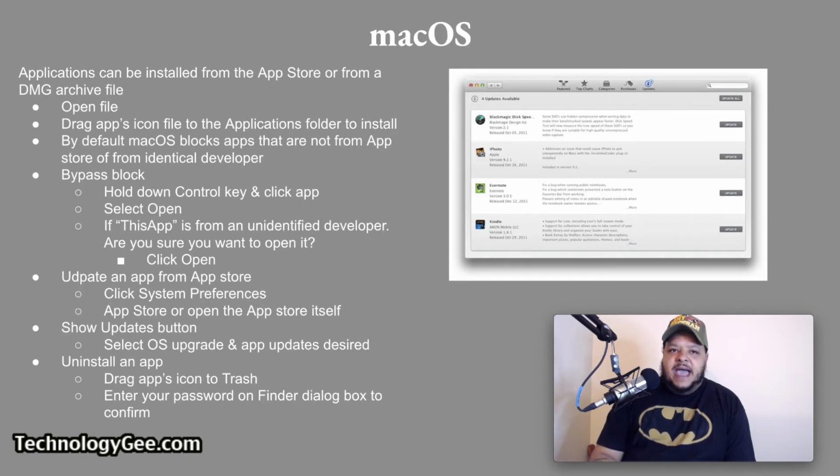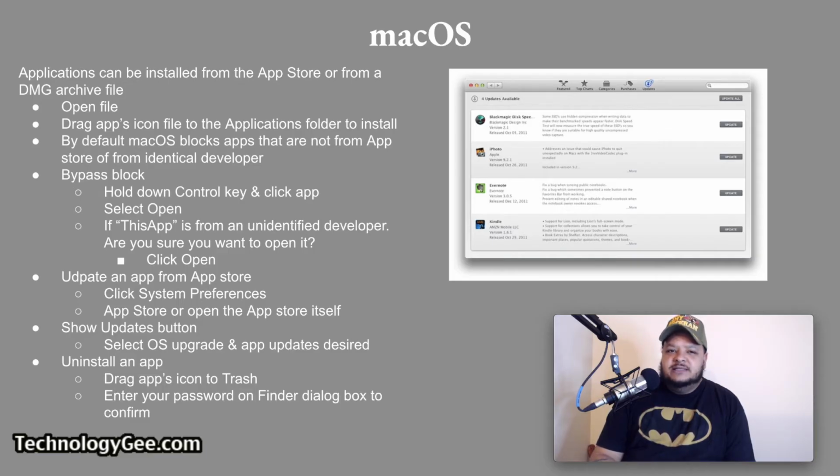Let's talk about Mac. In macOS, applications can be installed from the App Store or from a DMG archive file. After opening the file, drag the app's icon to the Applications folder to install it. By default, Mac blocks apps that are not from the App Store or from an identified developer. To bypass the block, hold down the Control key and click the app, then select Open.